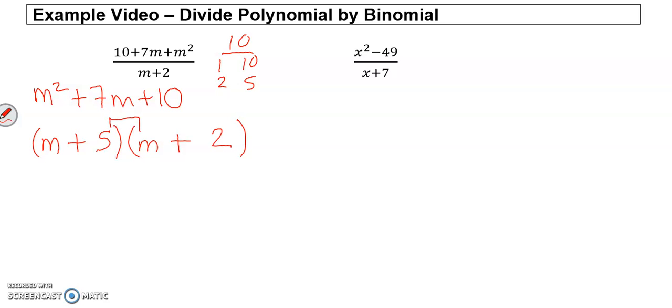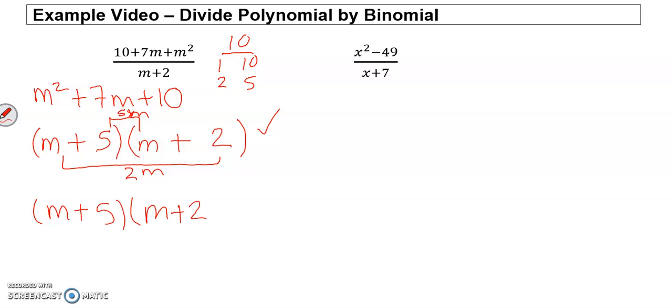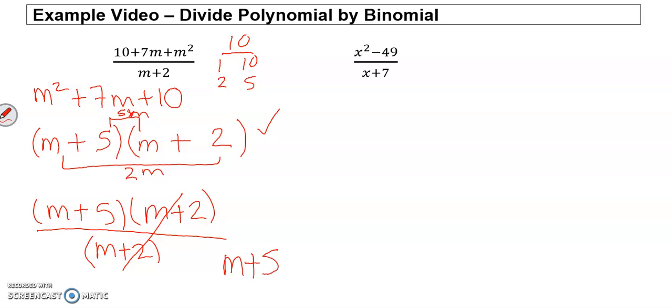And I can check that. So I have 5m, m, and 2m, and that does in fact equal 7m. So we're on the right track. So here I'm left with m plus 5 times m plus 2 divided by m plus 2. And I know m plus 2 divided by m plus 2 is 1, so those will cancel. And then I'm left with m plus 5 as my final answer.